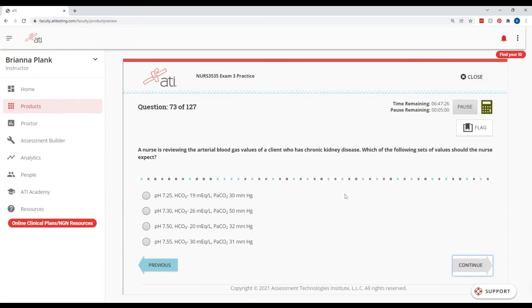Blood gases again, chronic kidney disease. This is like a repeat of the other one. So which one do we think it is?